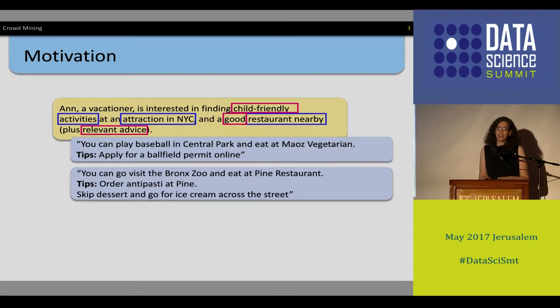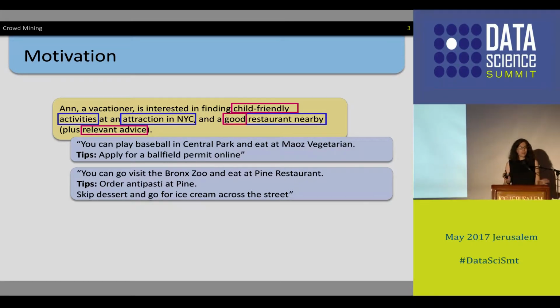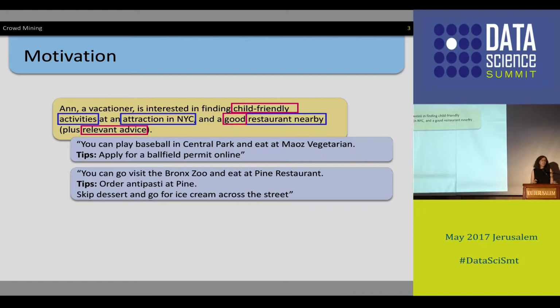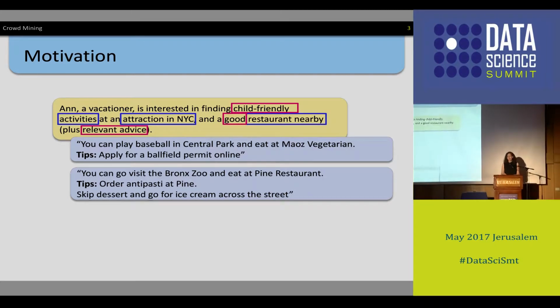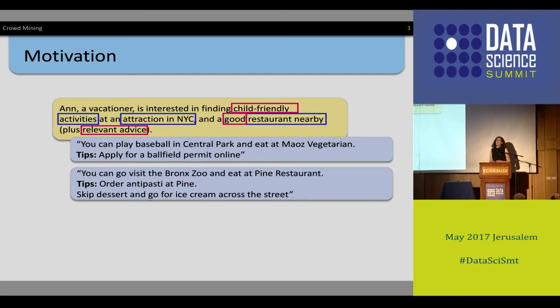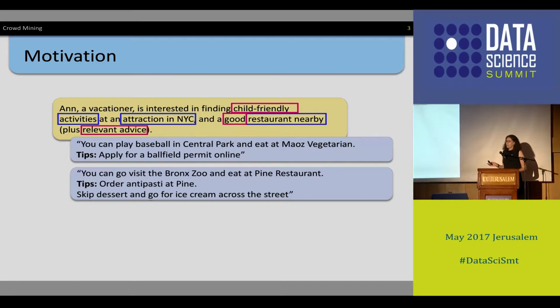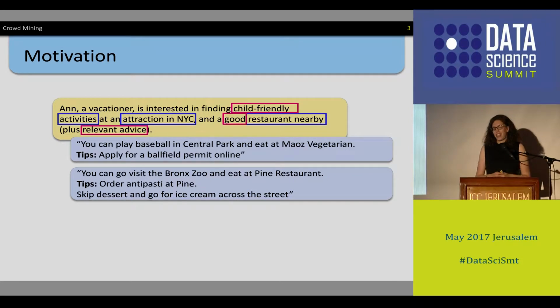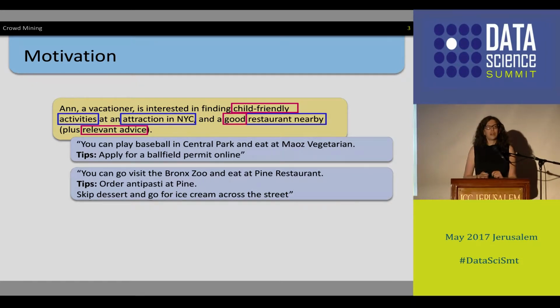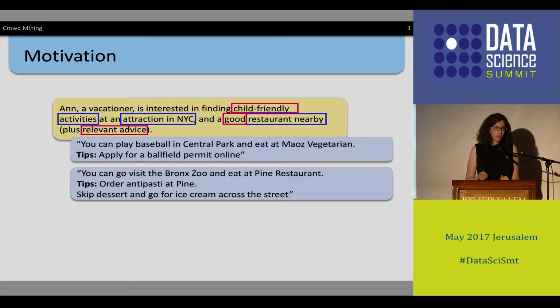Okay, so let me just start to ground everything that I'm going to tell you today with a very simple, intuitive example. Assume you're planning a vacation. So in this example, Anne is planning a vacation in New York City, but it could be any one of you, a very common situation. She's going to New York City with her kids, so she's looking for specific activities she can do in a nice location, a restaurant nearby, relevant tips, and so on. Okay, so it's a very standard situation.